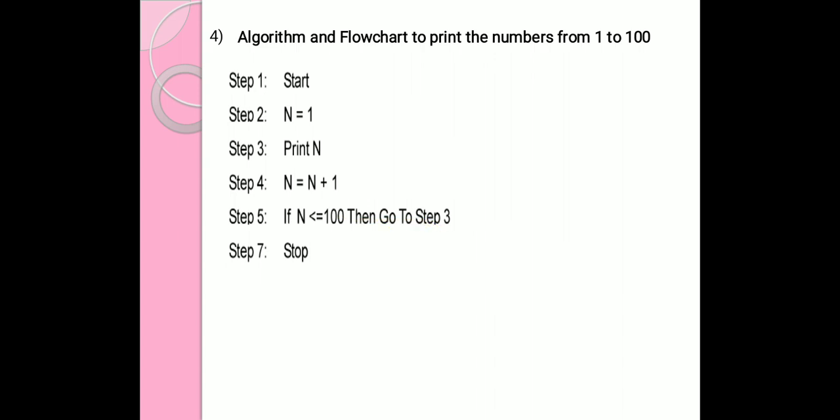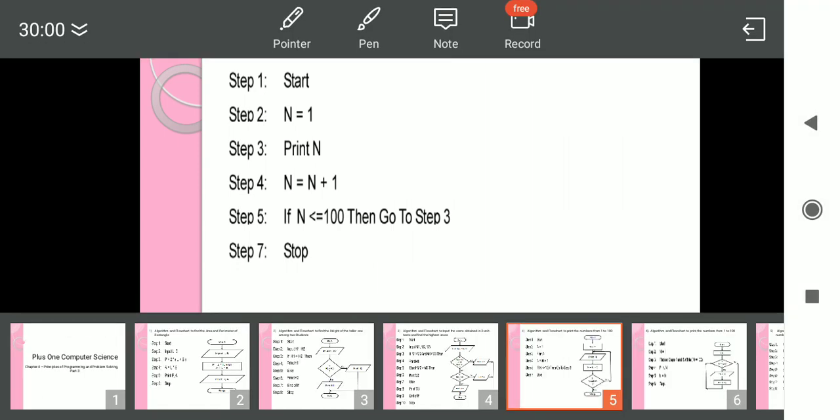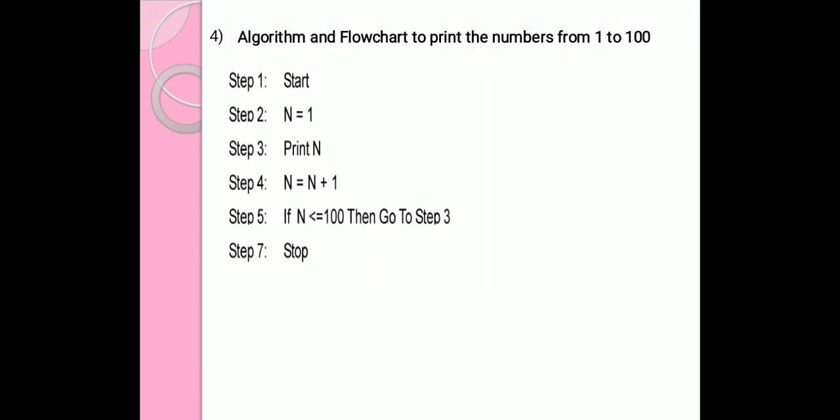Here step 1 is start, then n equal to 1. Because we print from 1 to 100, the first number is 1. Then print n. So, print 1. So, 1 is printed here. And next n equal to n plus 1. The initial value of n is now 1. Then after the fourth step, n equal to n plus 1, so the value of n becomes 1 plus 1, that is 2.